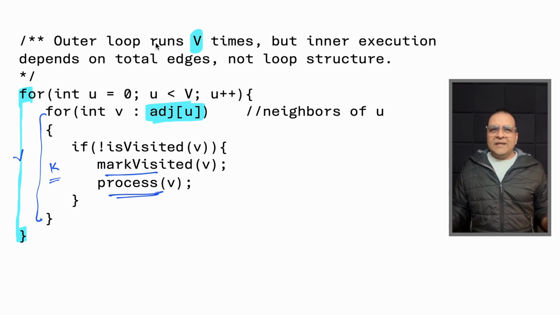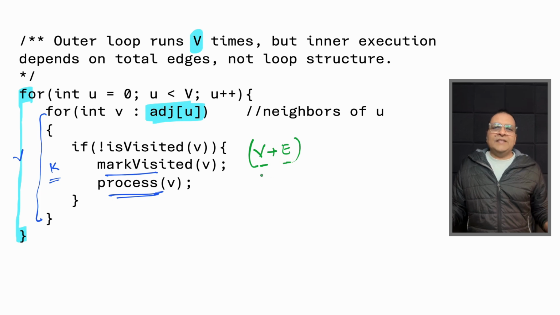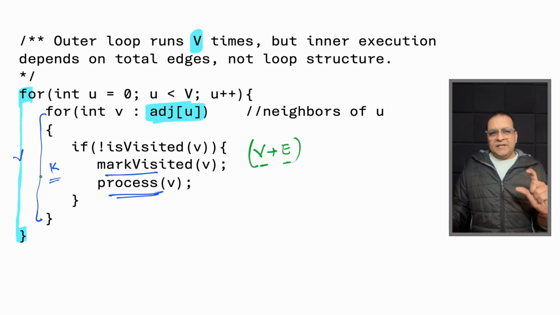But what is the exact measure that you will put? So we will say that this code takes v plus e time, where v is the number of vertices and e is the total number of edges in the graph. Because the total number of times the inner for loop executes for all the iterations of the outer for loop will be e, that is, the number of edges.